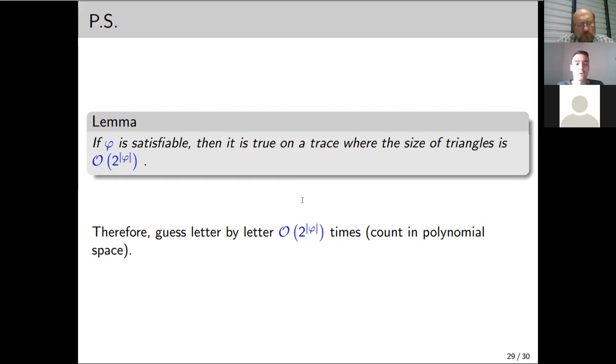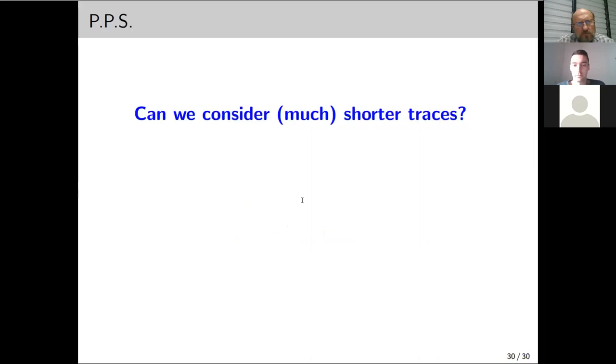a little natural question: we have this exponential bound on the size of triangles. Can we do better? Can we consider much shorter, well, not traces actually, much shorter triangles? Traces are infinite, but triangles, can they be smaller? Can they be polynomial? Can we satisfy any satisfiable formula using only polynomial sized triangles? Of course, this wouldn't help us to improve the algorithm theoretically, because we have this polynomial space lower bound, and it will be there.